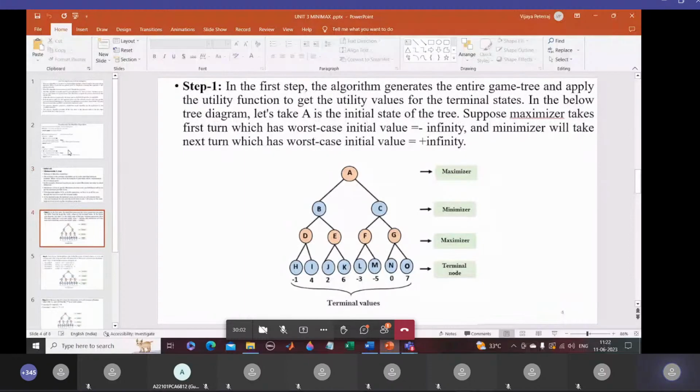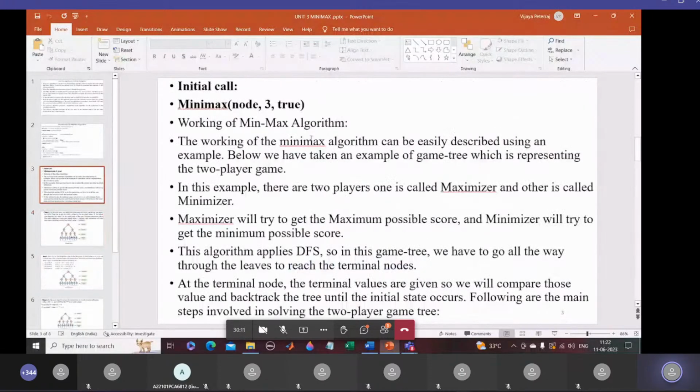Here we have two players, the maximizer and the minimizer. The maximizer will try to get the maximum possible score, and the minimizer will try to get the minimum score. We are going to apply DFS, depth first search, at the terminal node. The terminal values are given.